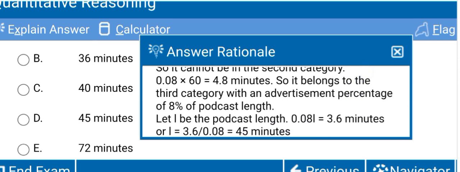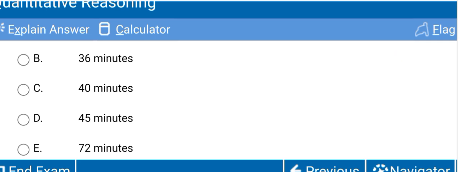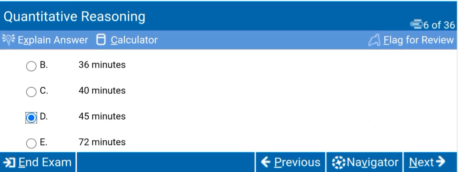Let I be the podcast length, that is 0.08 I equals 3.6 minutes, or I equals 3.6 divided by 0.08, which equals 45 minutes. So here we have the correct option, option D.